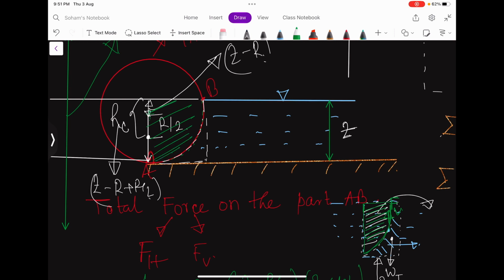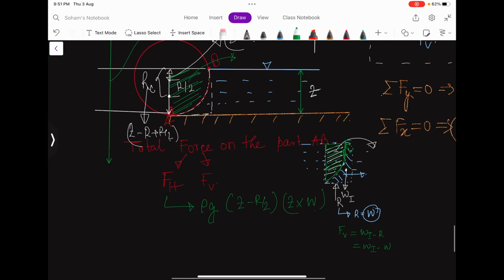So I have to calculate this volume, and it is not a very difficult task. That is the area, pi r square by 4, because it is the quarter area, into the width, that is the volume, into rho g. So this will be the Fv.